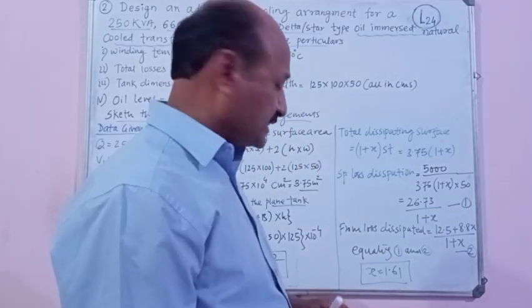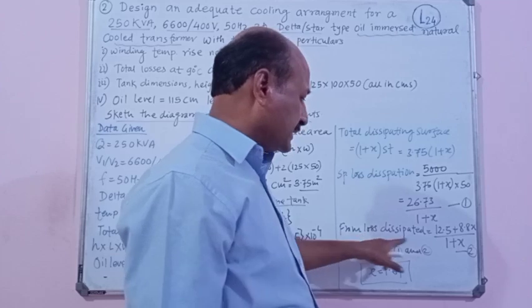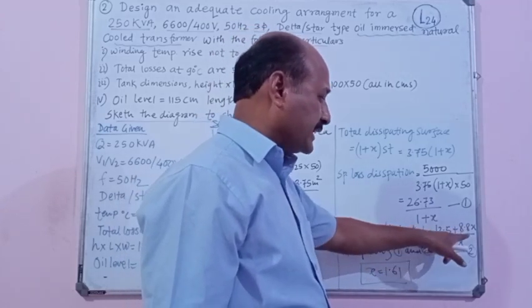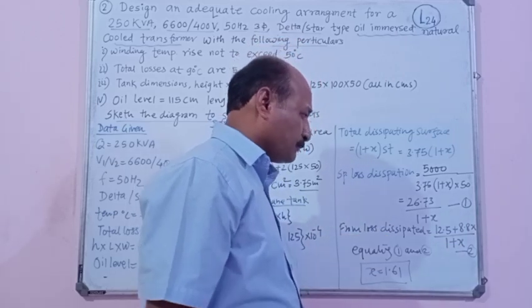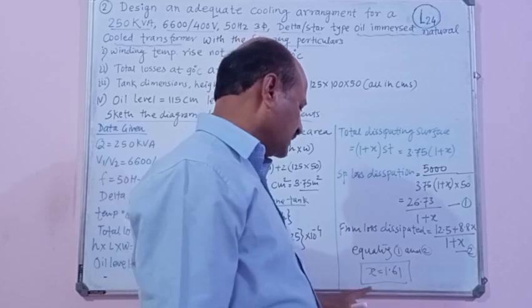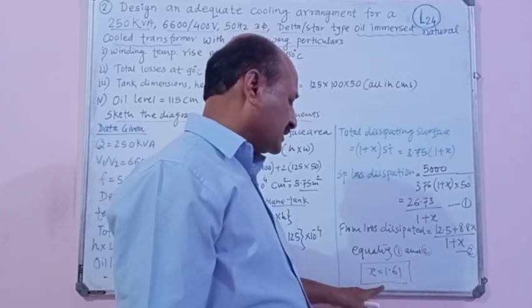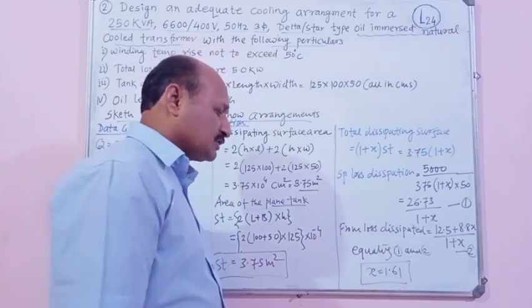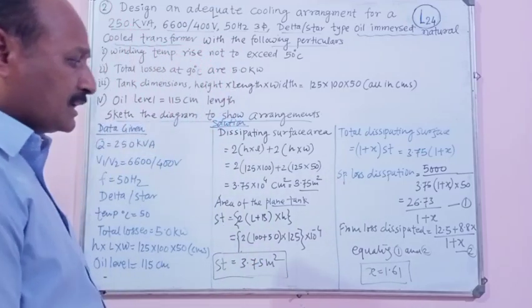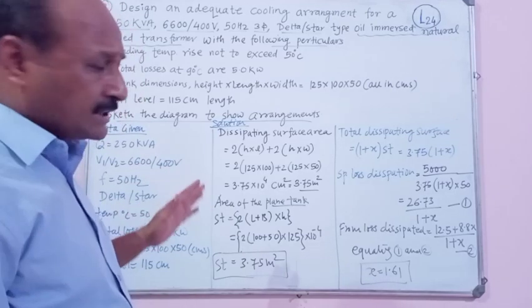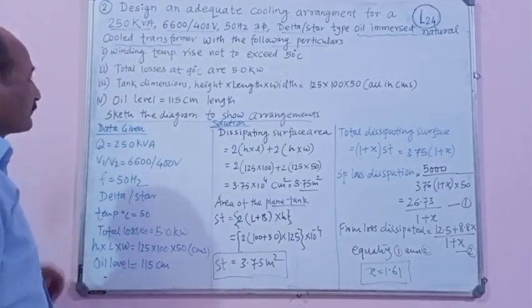So what is the second equation? From the loss dissipated equals standard equation 12.5 plus 8.8x divided by 1 plus x. So equating both the equations, you will get the value of x equals 1.61. So the next part of the numerical we will see. Before that, I will revise the numerical again.